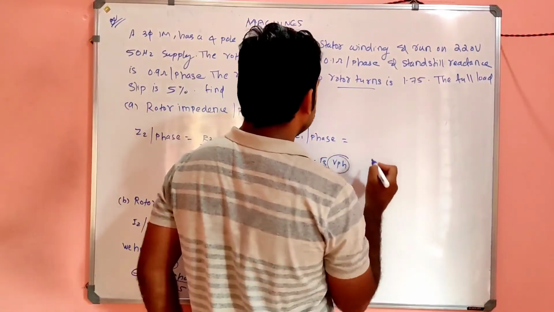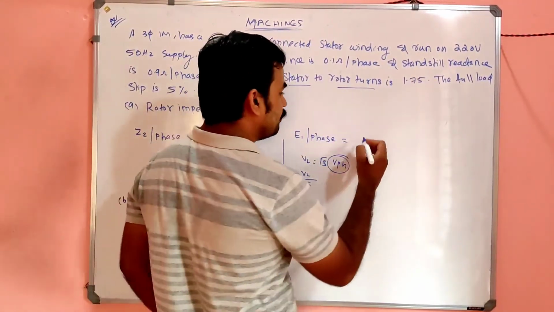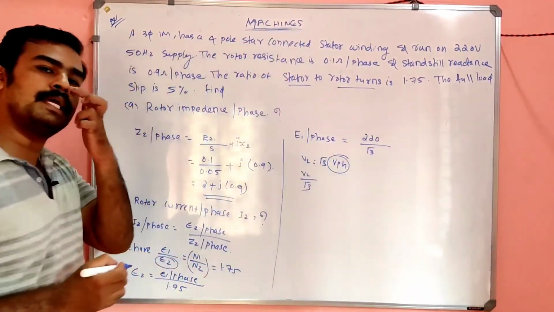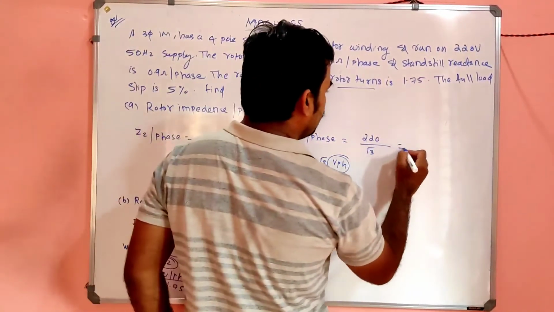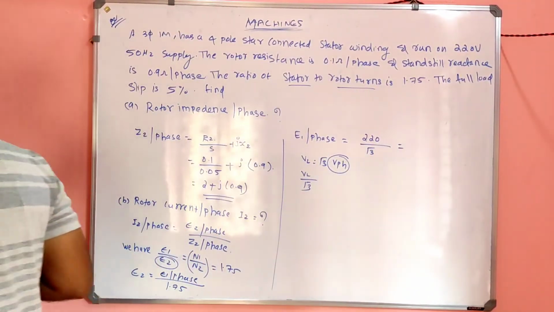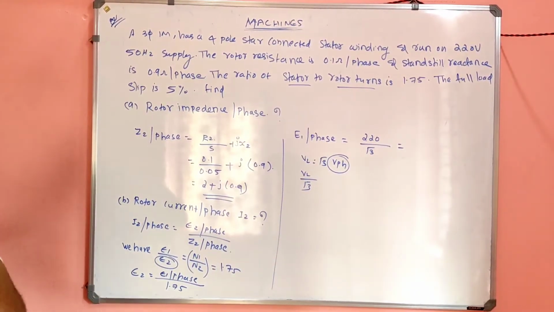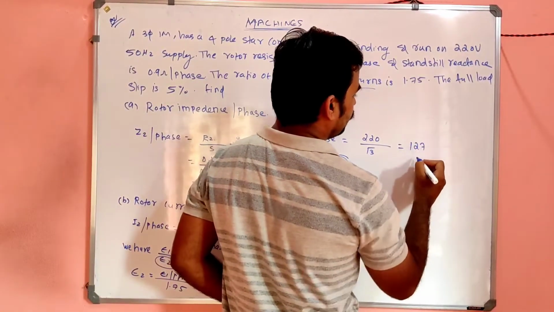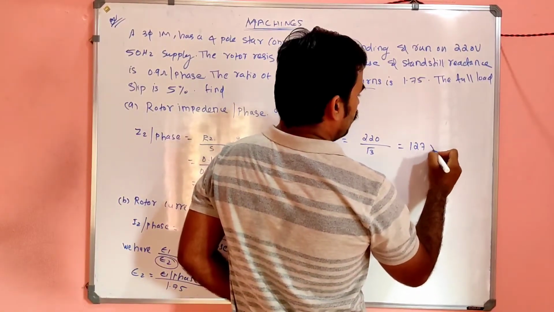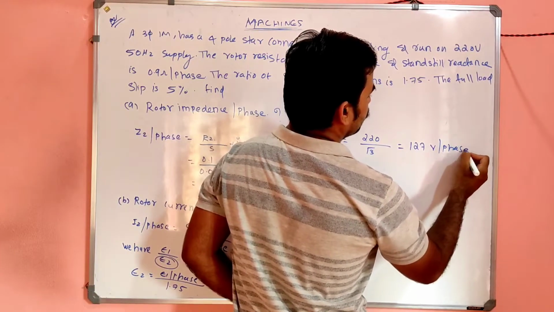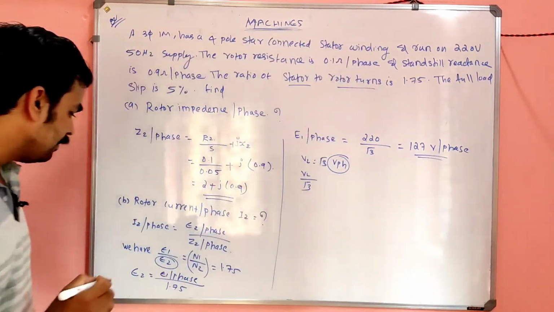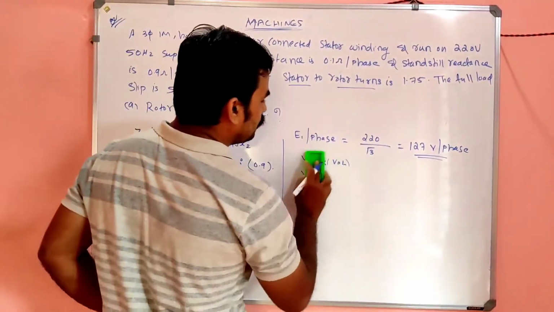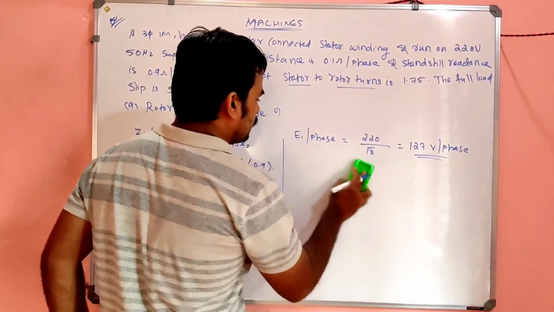So here, E1 per phase, that is the phase quantity, is nothing but 220, the line quantity, divided by root 3. So it will give nearly the value of 127 volt per phase, correct? So now you have the value of E1 per phase, so you can easily find I2, the current.